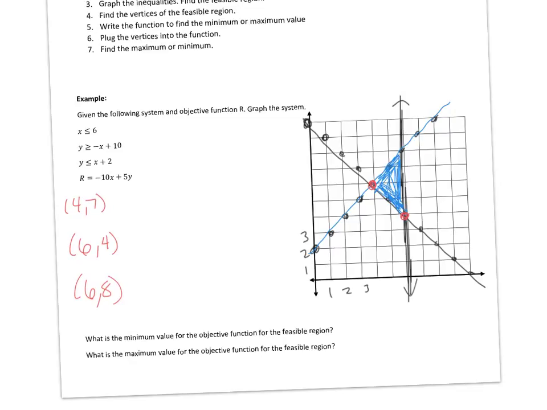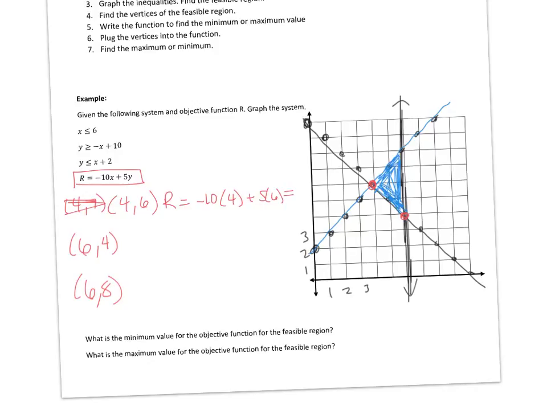And I just realized I actually misspoke here. This should be 4, 6. So do 4, 6. Okay, so now I'm going to take each one of these numbers, I'm going to plug it into my objective function right here. And so I'm plugging in the x for x and the y for y.